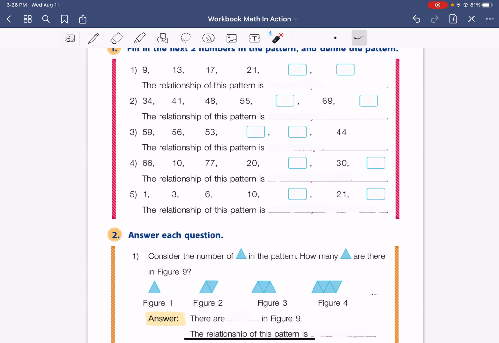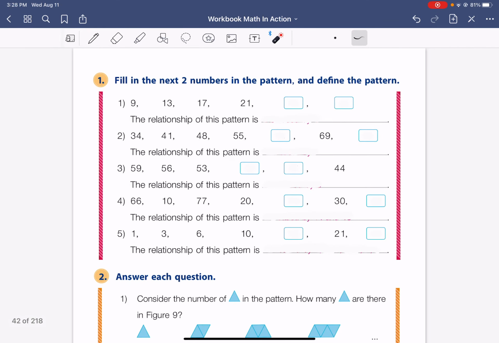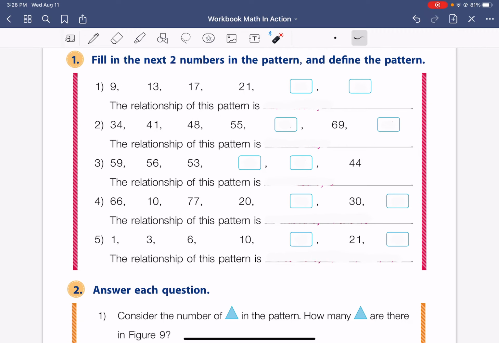Let's take a look. Here we see 9, 13, 17, 21. So we can see 9 to 13. What is 9 to 13? Plus 4. 13 to 17 plus 4. 17 to 21 plus 4.